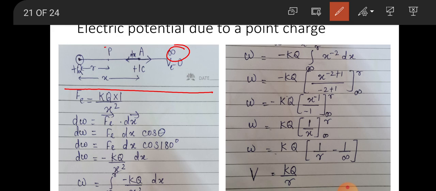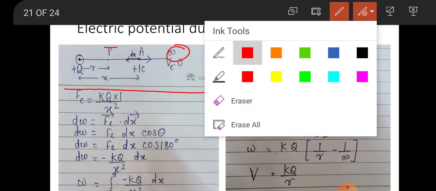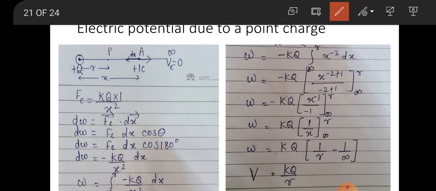Can you see the point P? Till that, we want to bring that charge from infinity to point P. Now at infinity obviously the electric potential is 0. Therefore, I have written here that V infinity is equal to 0. The distance between this plus Q charge and the point P is R.